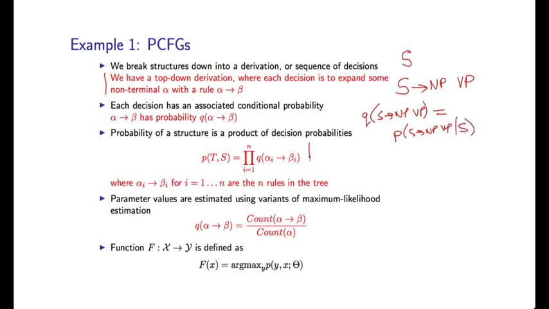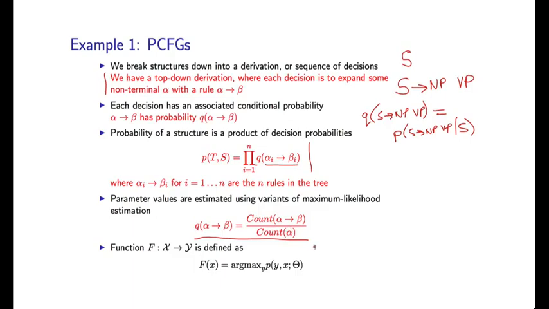The probability of a structure is a product of these terms. So if I have a tree with n rules, alpha_i goes to beta_i for i equals 1 to n, then we just multiply together these q parameters for each of the individual rules. Parameter values are usually estimated using variants of maximum likelihood estimation. In this case, this just means that our parameter estimate is the ratio of two counts: the number of times we've seen the rule, divided by the number of times we've seen the non-terminal alpha.